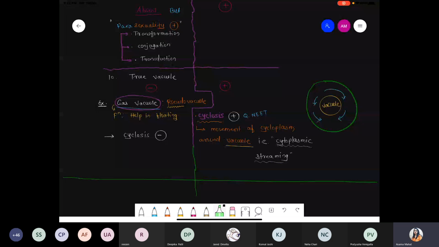Plasmodesmata, it is a cytoplasmic connection. Pratyusha, have patience, we will discuss that part quickly. Cyclosis is a movement.